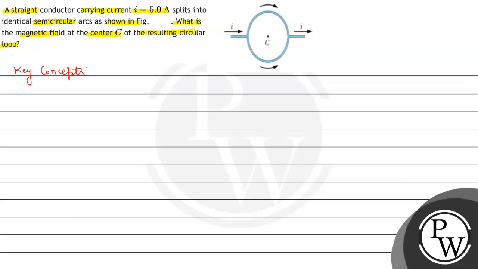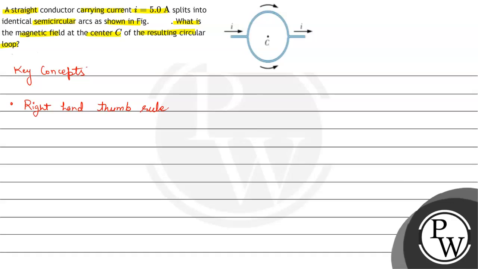The key concepts behind this question are: first, the direction of magnetic field due to an arc is given by the right hand thumb rule. So right hand thumb rule says that if we take a small straight section of an arc and align our thumb of the right hand along with the current in that segment, then the curl of our fingers tells us the direction of magnetic field at any point around it.